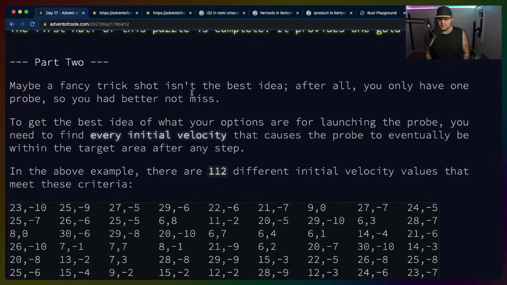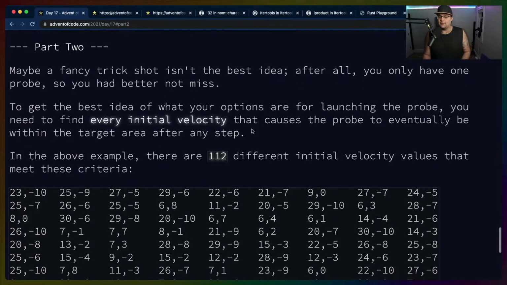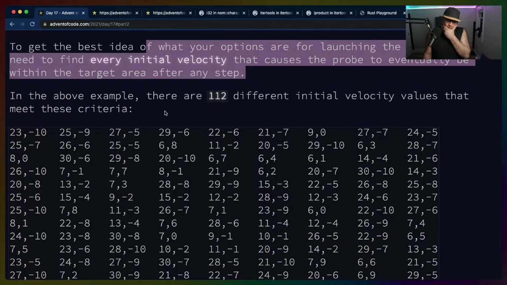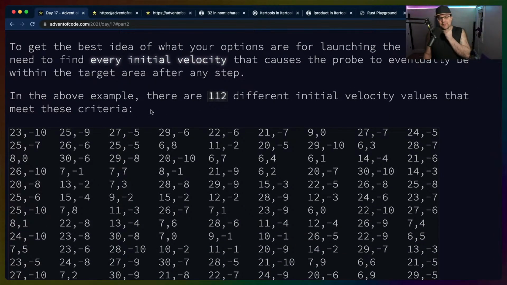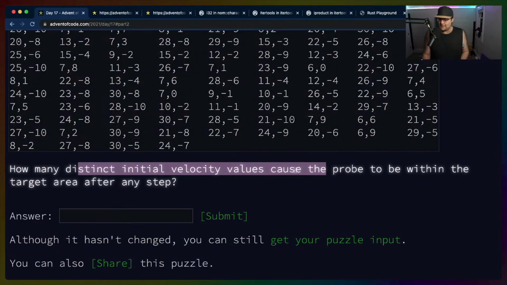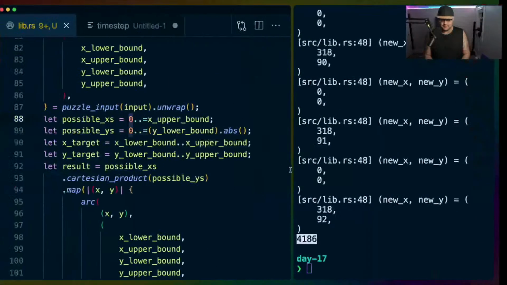Okay. Maybe a fancy trick shot isn't the best idea after all. Aw. After all, you only have one probe, so you better not miss. To get the best idea of what your options are for launching the probe, you need to find every initial velocity that causes the probe to eventually be within the target area after any step. Didn't we just do that? Yay, brute force. In the example above, there are 112 different initial velocity values that meet these criteria. How many cause the probe to be within the target area?